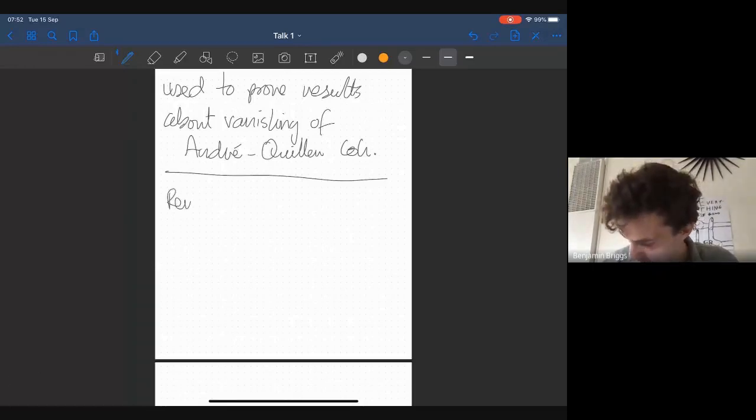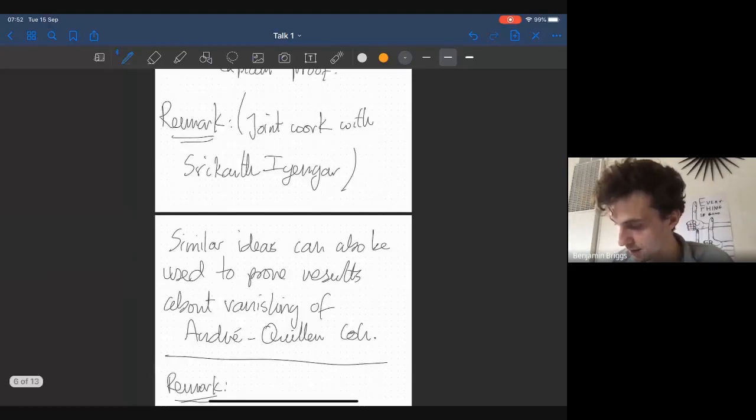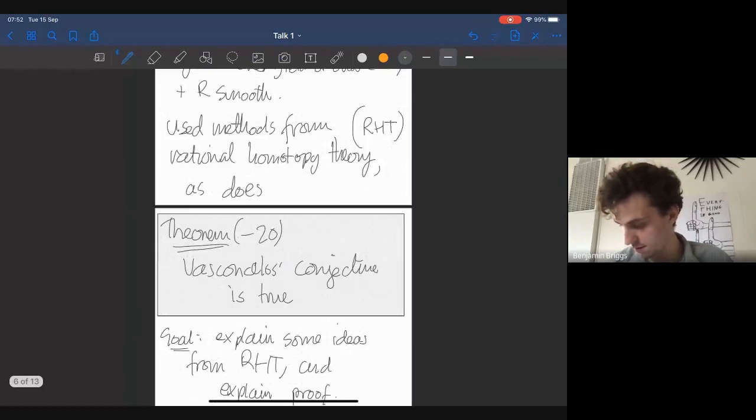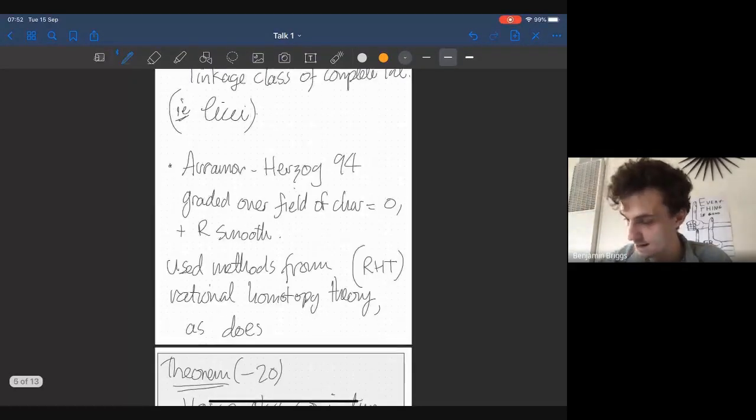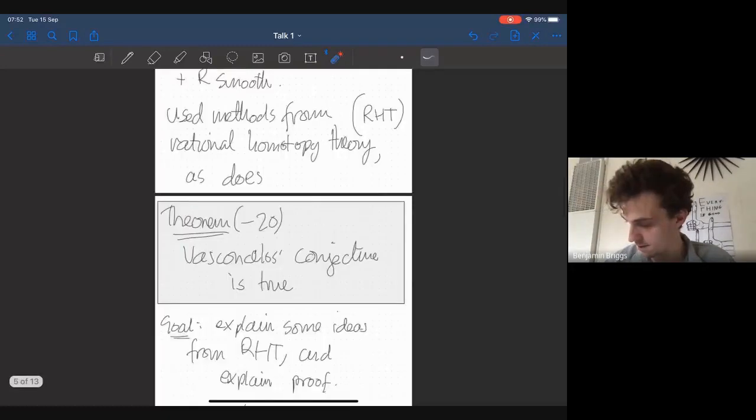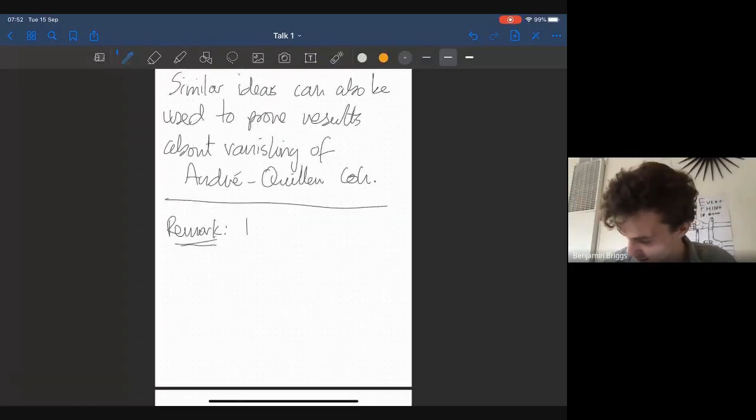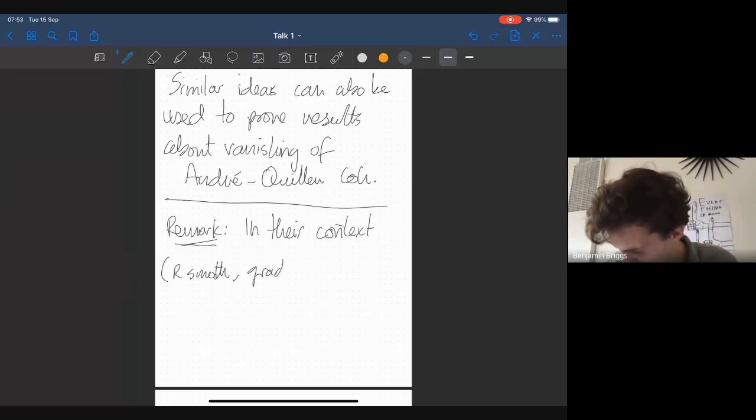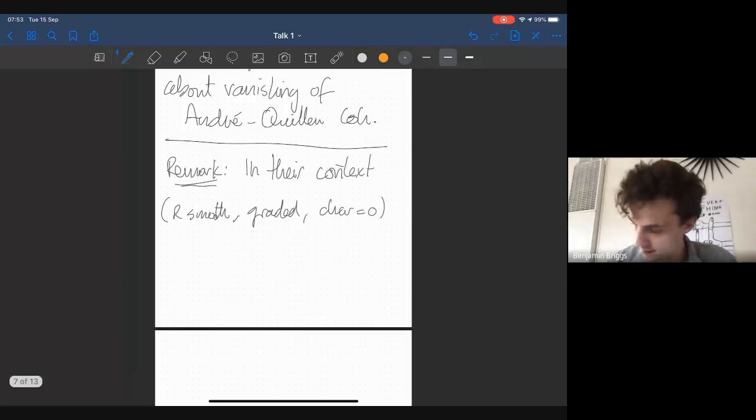So here's another remark, which is less mysterious maybe. So this result, that Vasconcelos is true, in the context of graded algebras over a field of characteristic 0. So in their context, i.e. R is smooth, and graded over the field of characteristic 0. They had Avramov and Halperin.